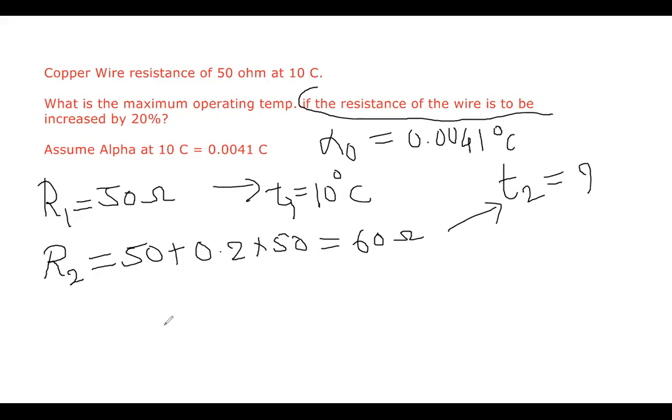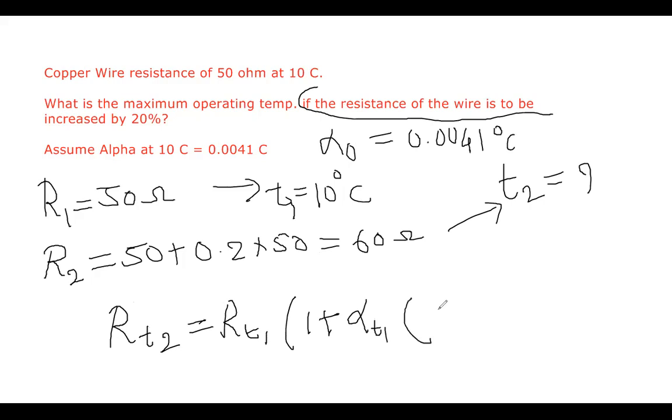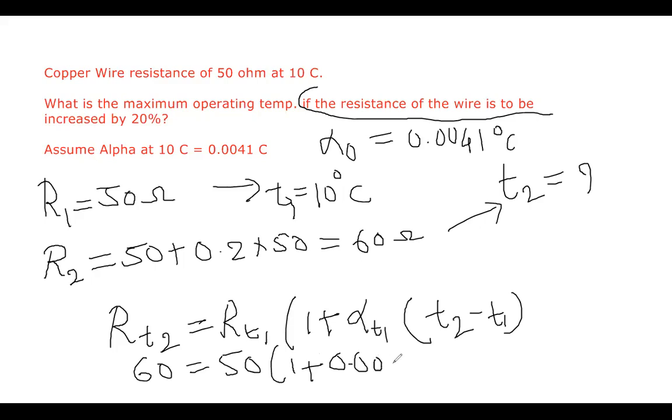So as I derived that equation that you will use over here, RT2 is equal to what? RT1 into bracket 1 plus alpha T1, or alpha 0 is given, bracket T2 minus T1. So R2, this is 60, this is 50, 1 plus alpha 0 or alpha T1 is given 0.0041, T2 that you have to identify from this, and T1 that is 10 degree centigrade.